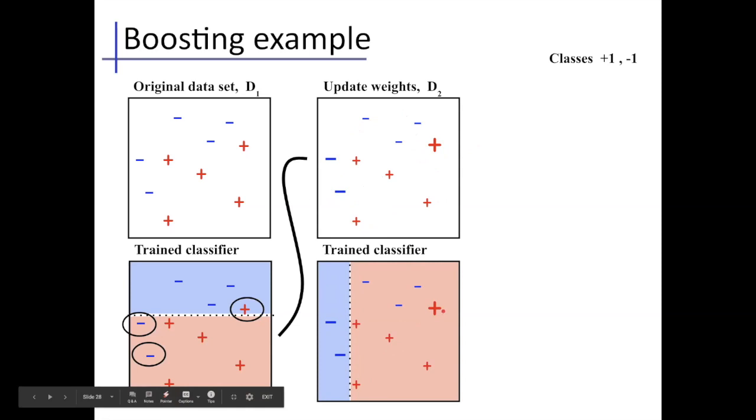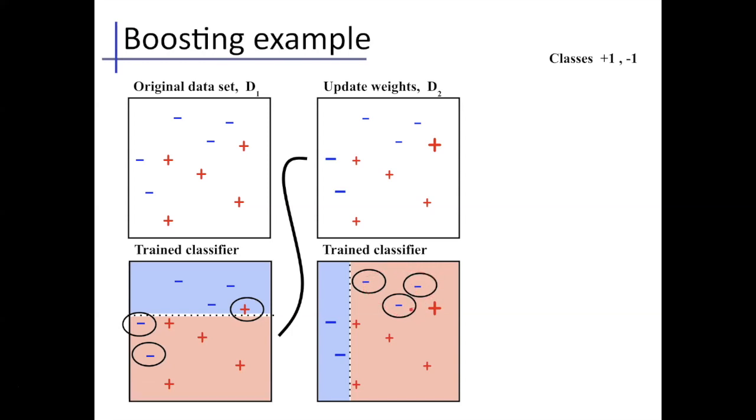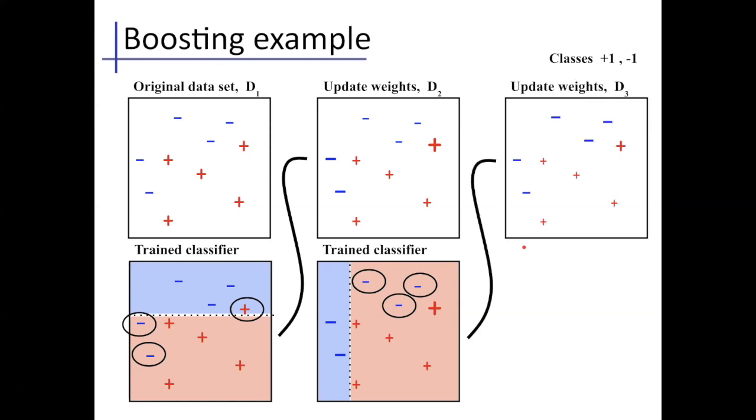In this case, now these samples here are labeled correctly. But as a consequence, because it's a new classifier, we still make mistakes on some samples, highlighted in these three here. So what can we do next? Well, we're going to increase the weight of these three samples and create a new third data set.